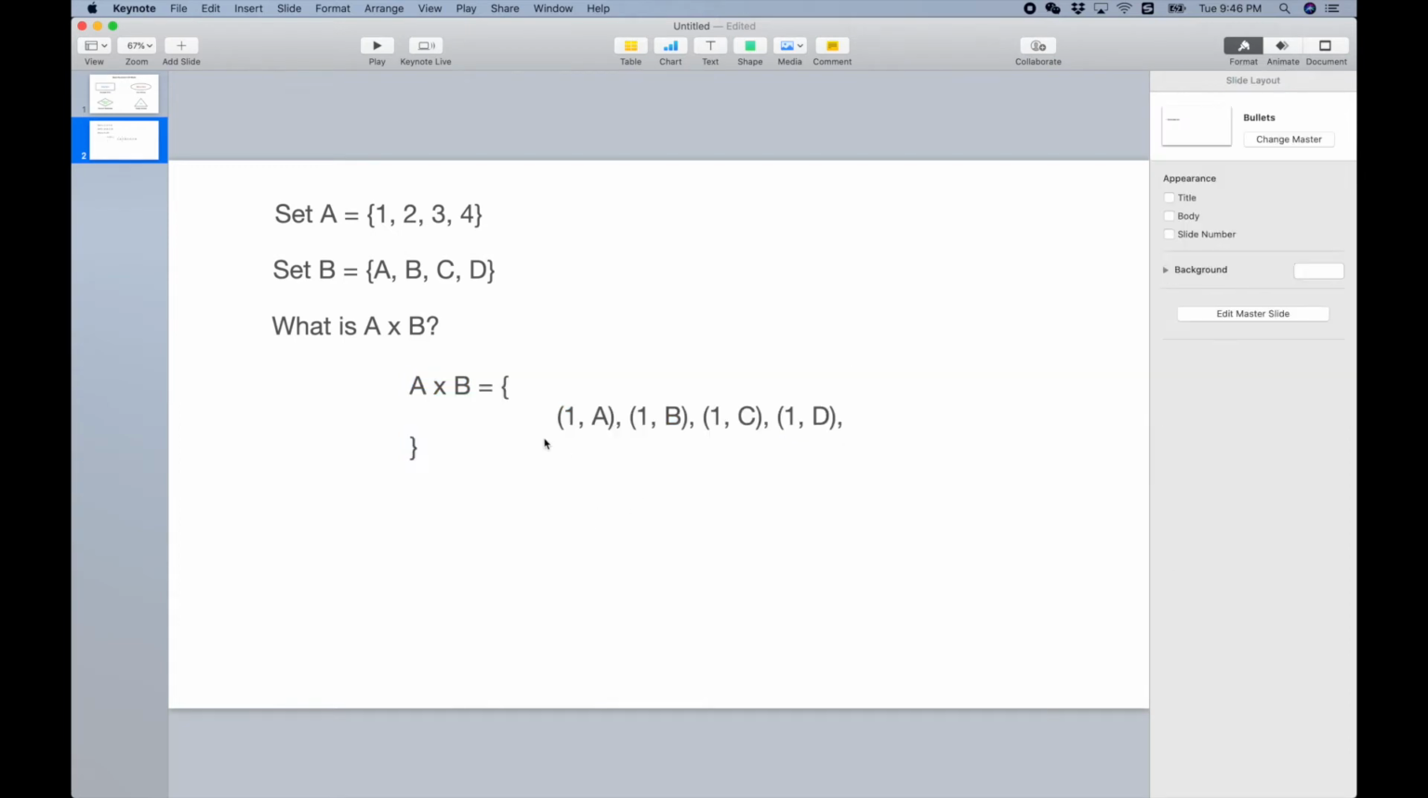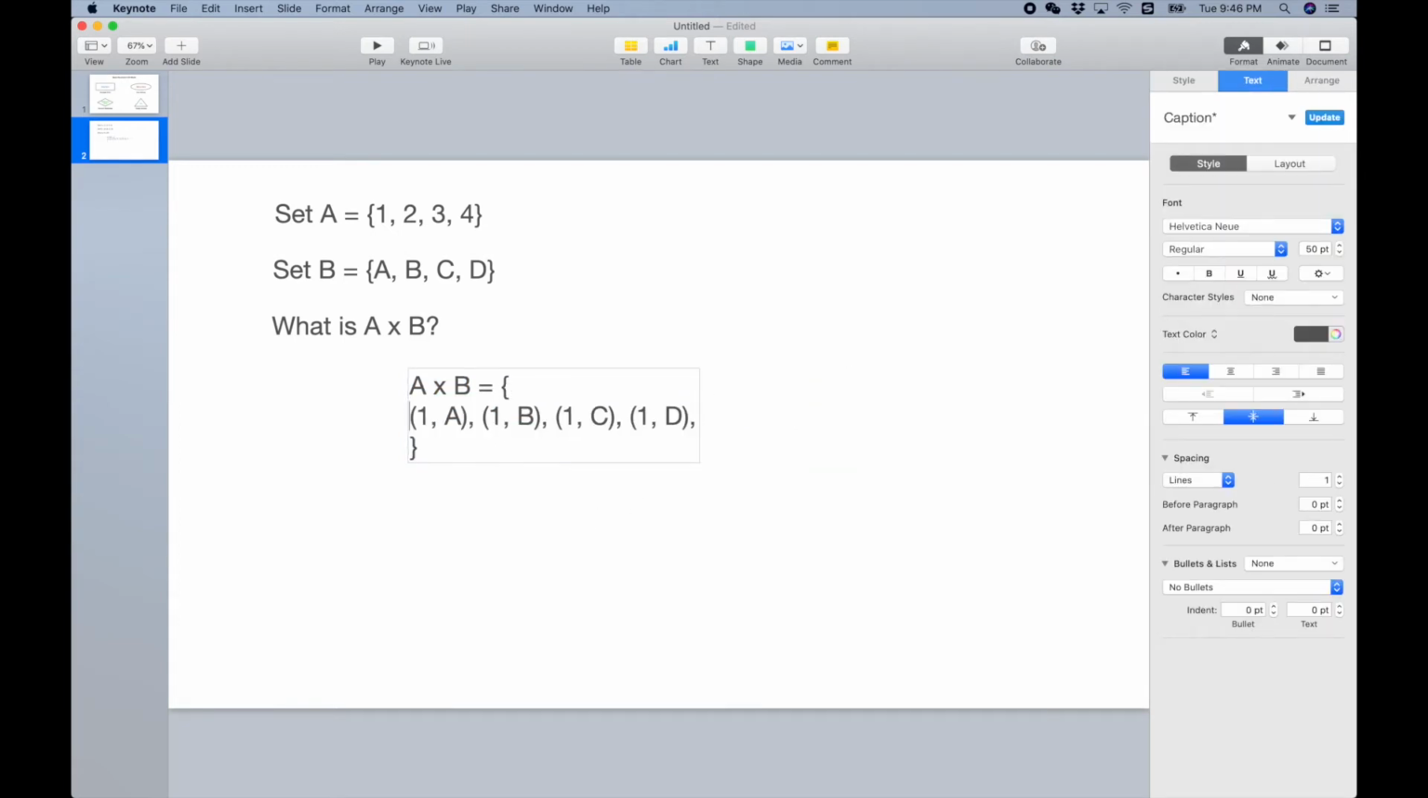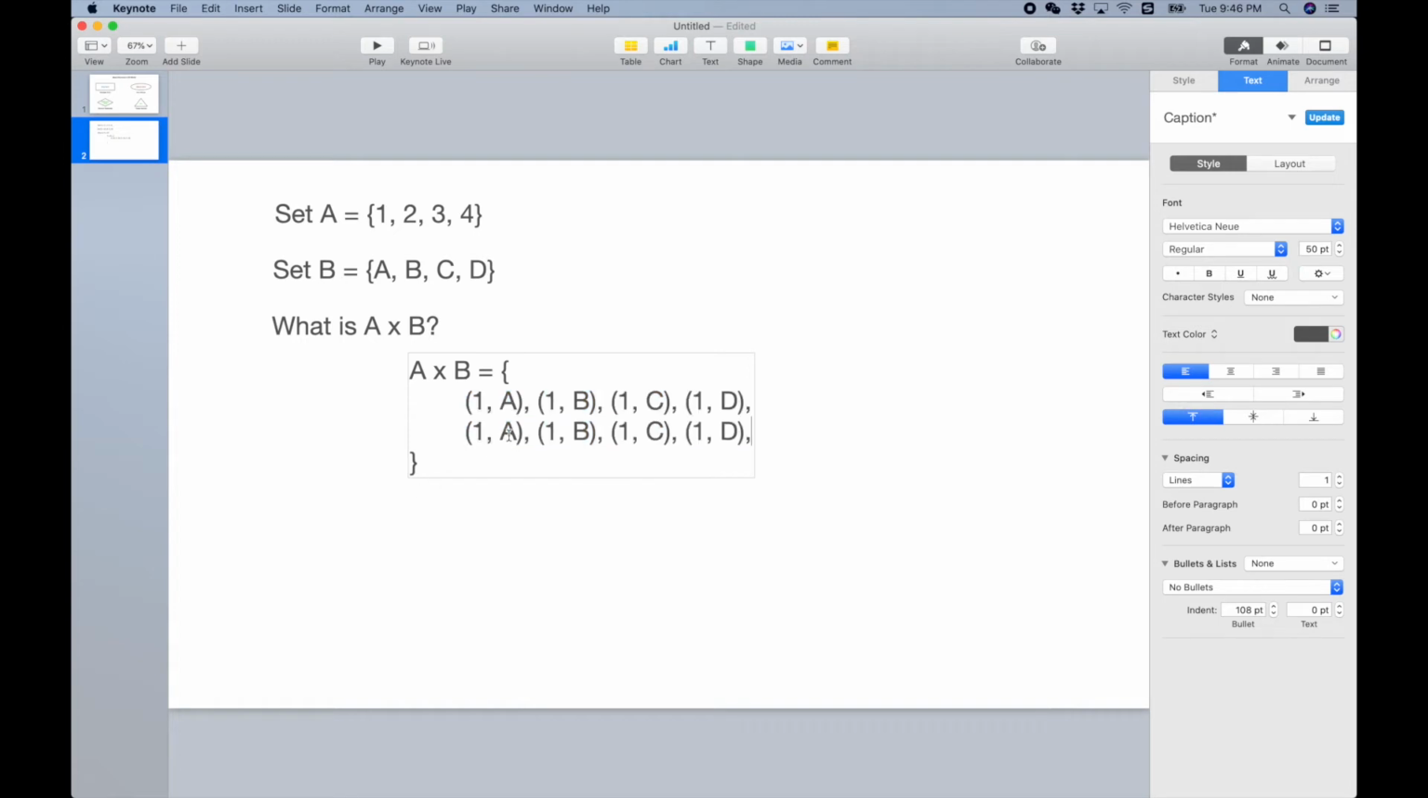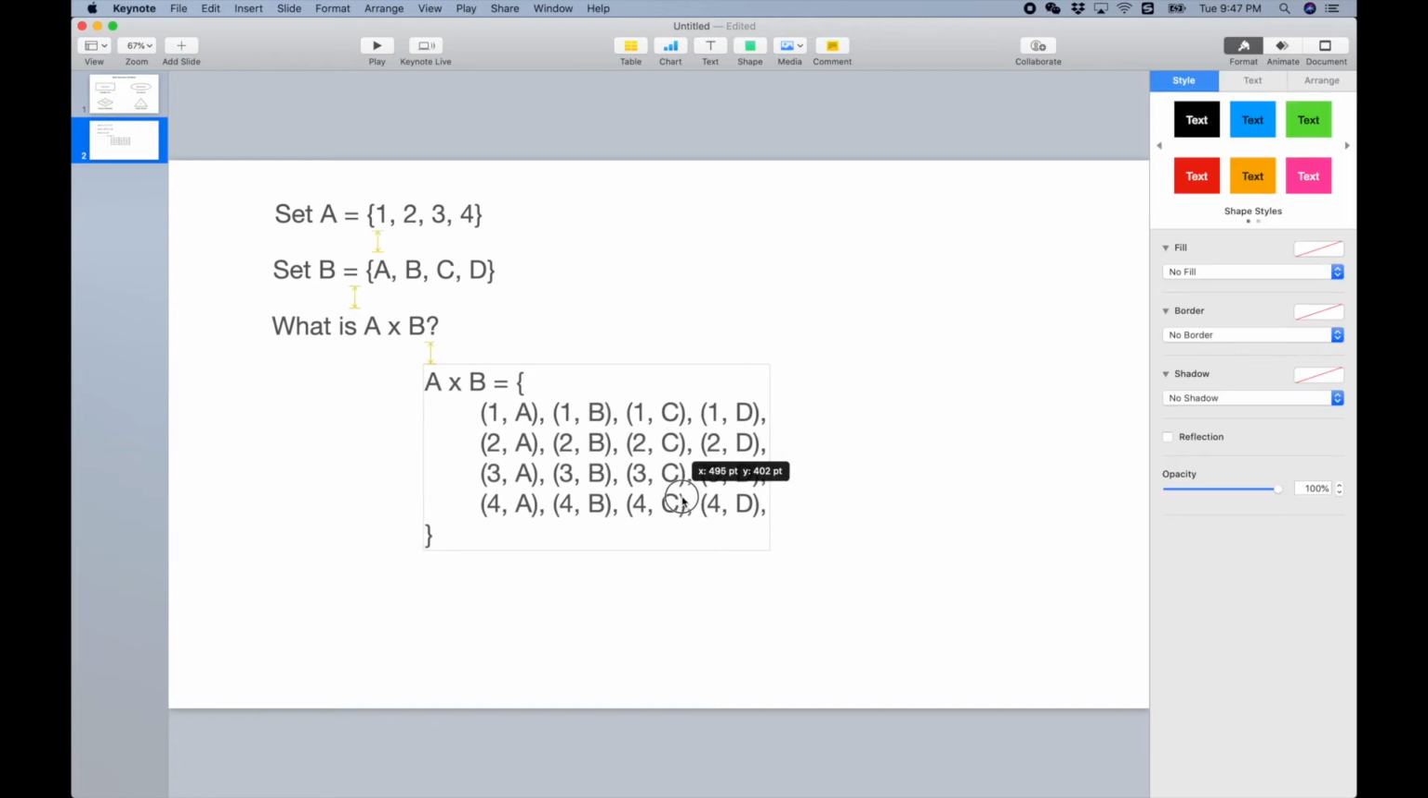Let me reorganize this. Besides combining 1 with all the elements here, we can also combine 2 with A, B, C, D. Therefore, we have some more pairs inside A times B. And we can also have 3 combined with A, B, C, D and 4 combined with A, B, C, D. We can also write them down here. Okay, then it will be the product between A and B.